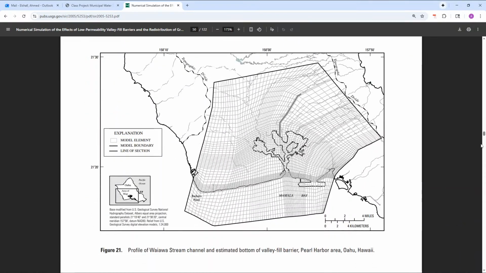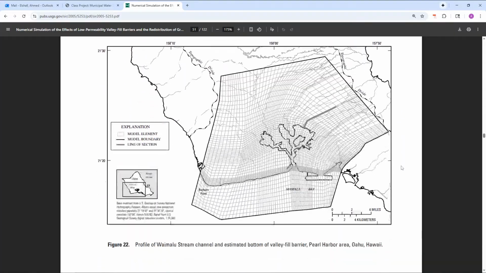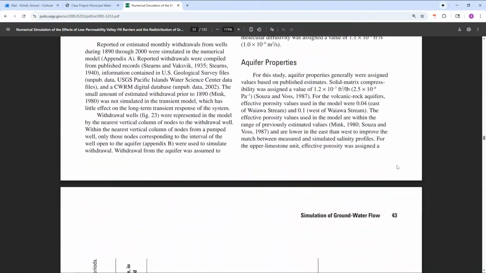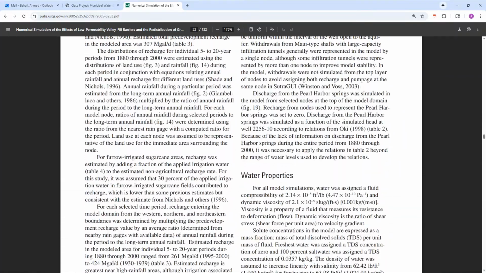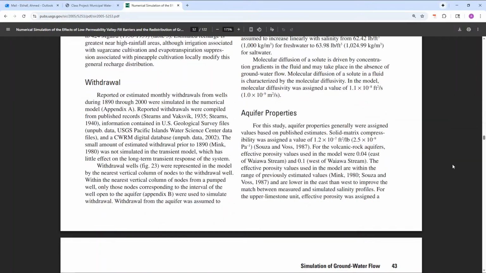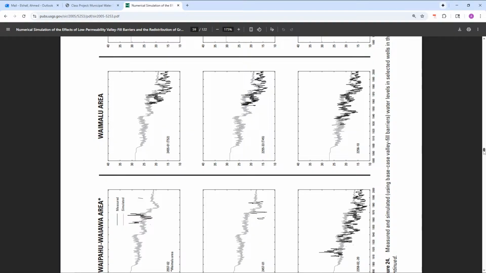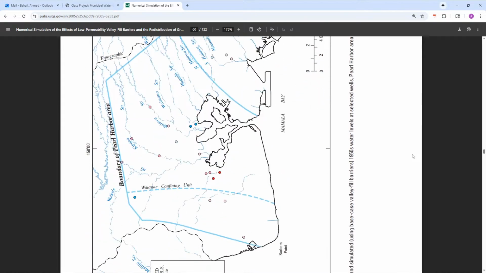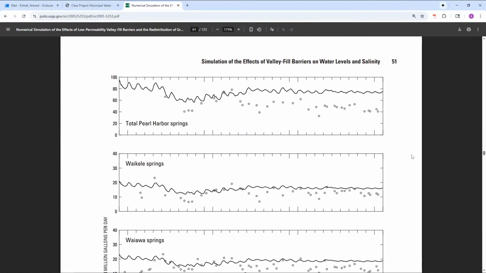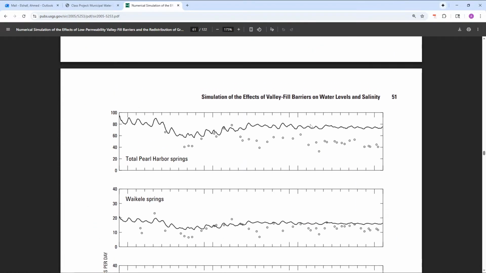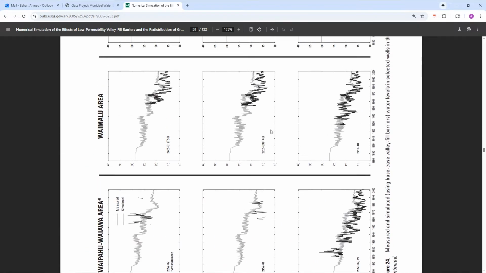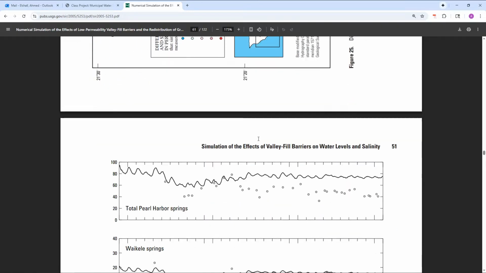And that's why I'm showing this to you. Not for this class project, but see here, describing water properties, aquifer properties, and now this figure shows you simulated versus observed, like we talked about before. Here is simulated data versus observed data for the spring.